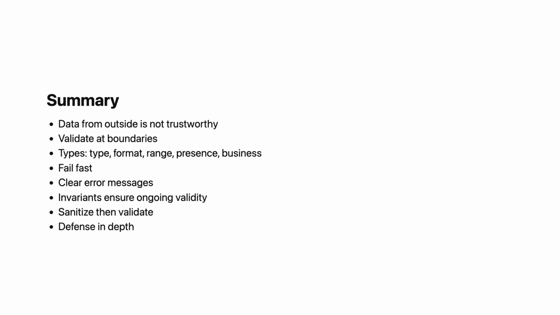Let us summarize. Data from outside is not trustworthy. Validation checks it against rules. Validate at boundaries where data enters your system. Different types of validation: type, format, range, presence, consistency, business rules. Fail fast. Reject invalid data immediately before it spreads. Give clear error messages that help fix the problem. Invariants ensure ongoing validity, not just initial validity. Sanitize for convenience, then validate. Use defense in depth, multiple layers of validation. Good validation prevents bad data from corrupting your system.